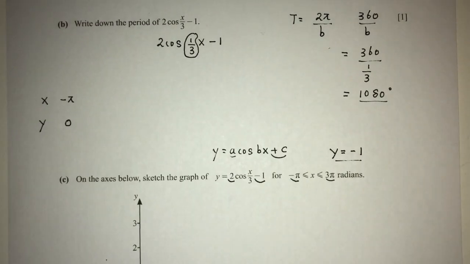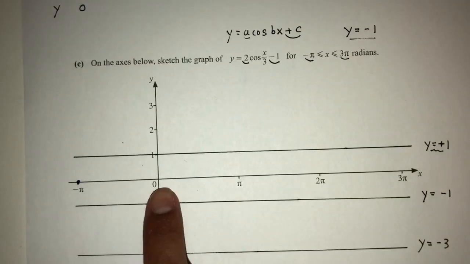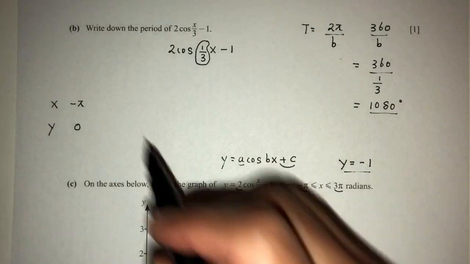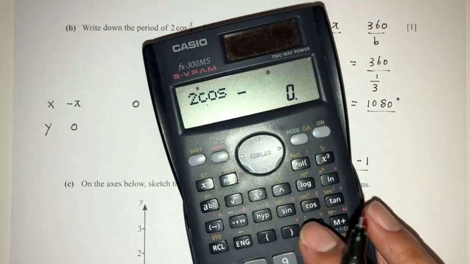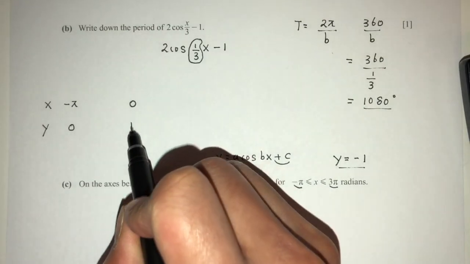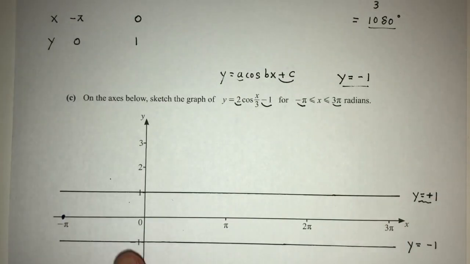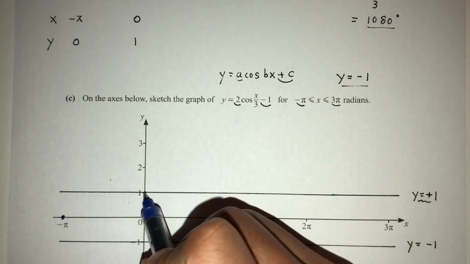So what will be the value at 0? So as you can see, the next value here is 0. So let's use that value. So we have 2 cos 0 minus 1. That will be 1. So 0 will be 1. That is my second point.